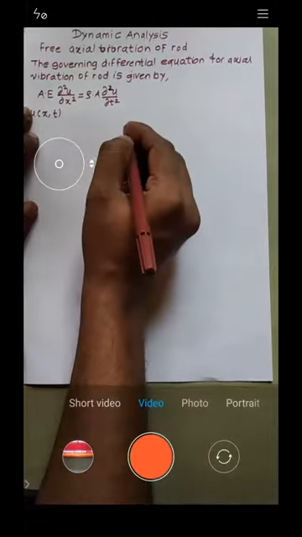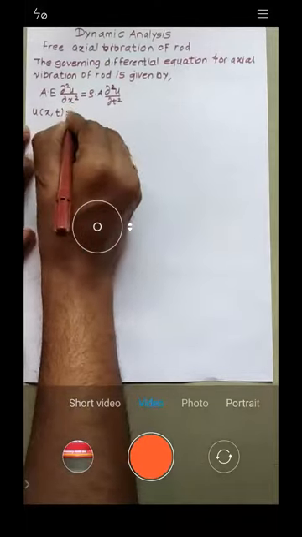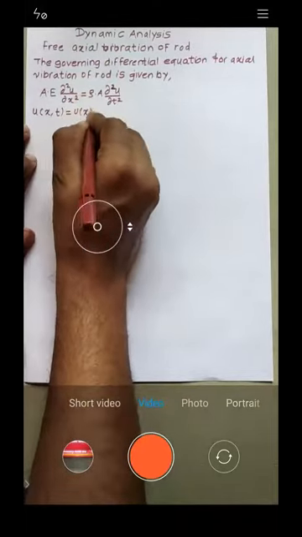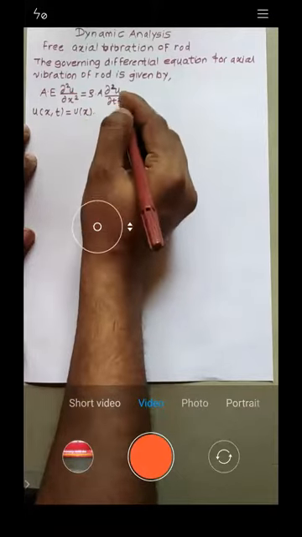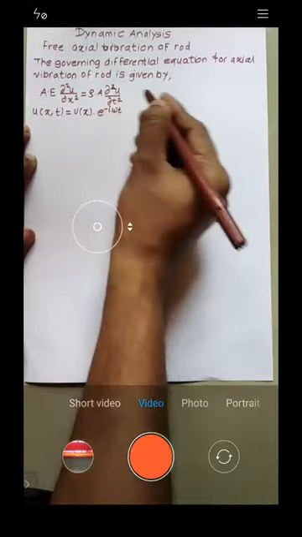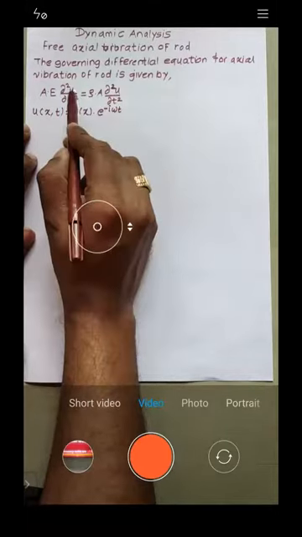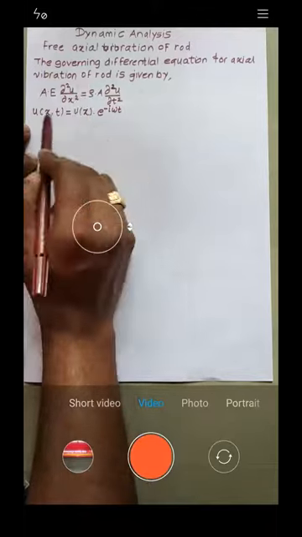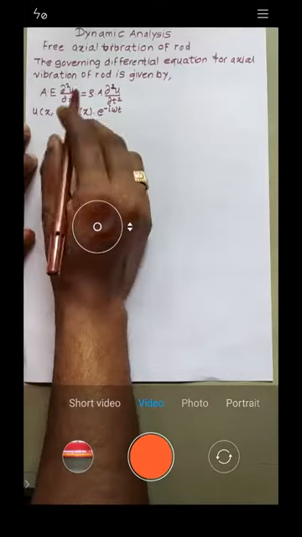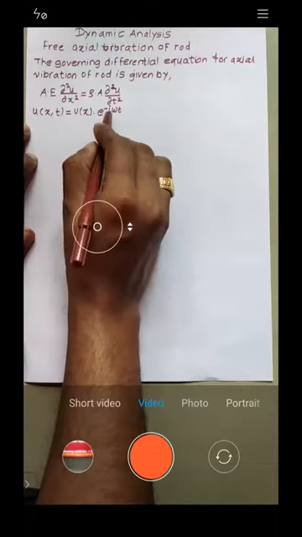Now if you need to separate these two variables, x and t, you need to define one function that is a function of x. So I will define u to be a function of x, and I will write one more term which is a function of t, that is e raised to power minus i omega t. Now I need to separate these two variables, so one term is a function of x and one term is a function of t.